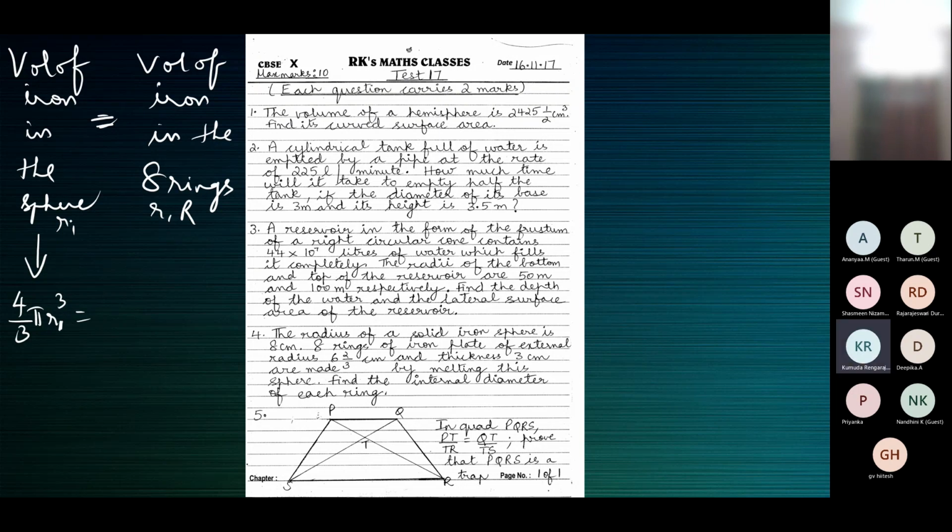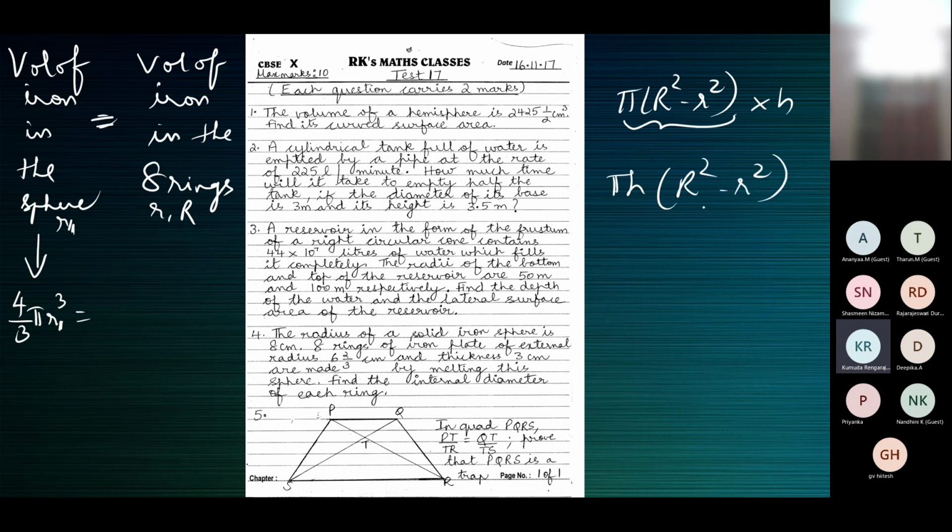4 by 3 pi, that is the radius here is R1, is equal to, what is the area of one ring? The area of the cross section is pi R square minus r square, 8th standard. And the height, area of the cross section into height. So pi h into R square minus r square is the formula to find the volume of a hollow cylinder. Listen carefully. What is the formula to find the volume of a cylinder? Pi r square h, right? Here it will be pi R square minus r square into h.